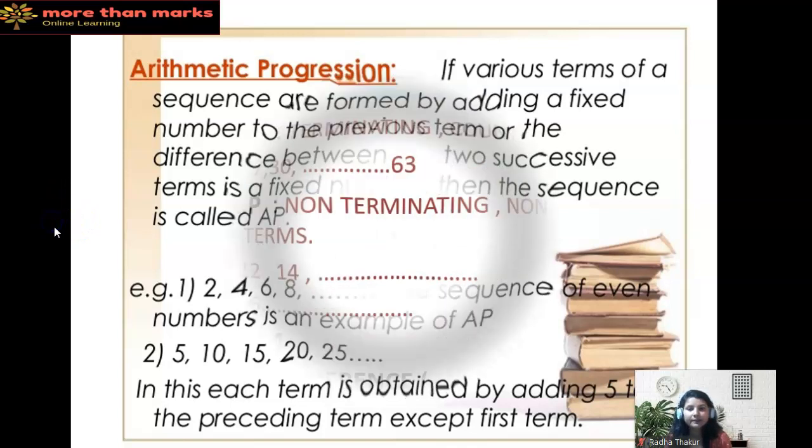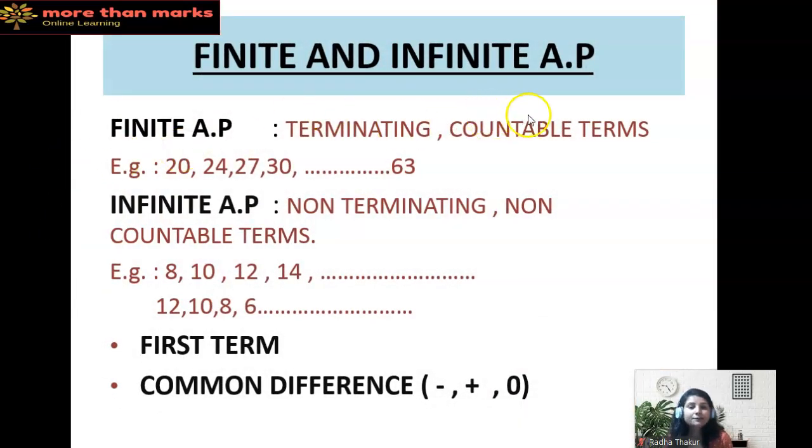Fine. Now, types of AP. There are two types of AP. The first one is finite and the second one is infinite. The word itself tells you which kind of AP it is. Finite means having a fixed number of terms, countable terms, or you can say a series that is terminating. That type of series is called a finite AP.